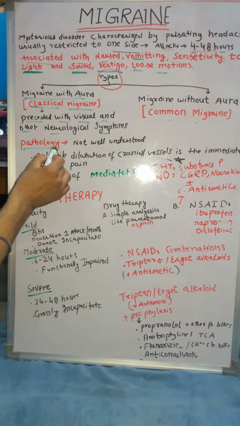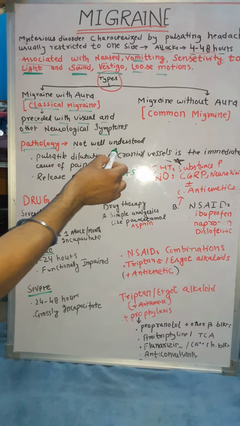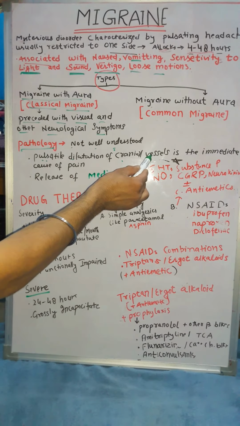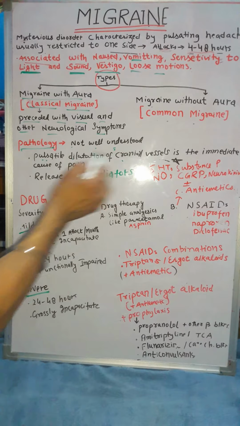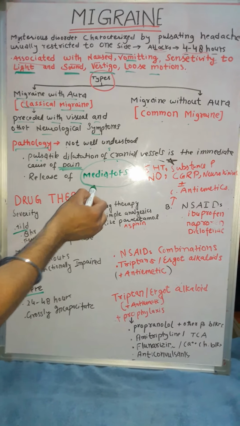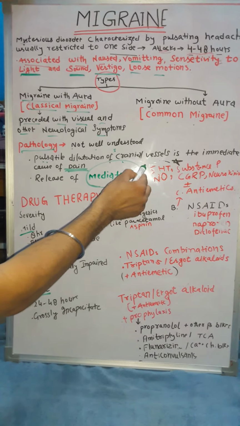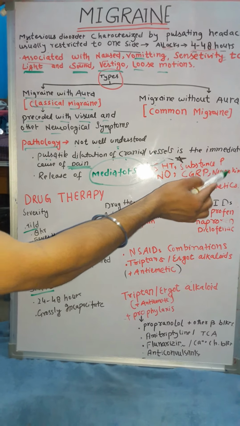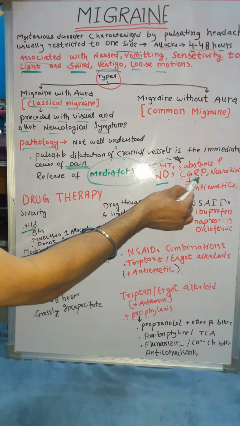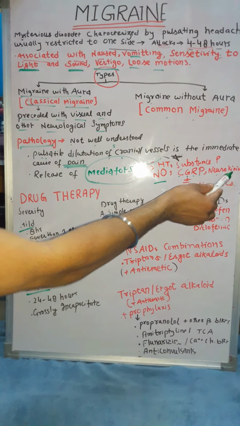Now come to the pathology. It is not well understood in case of migraine, but there is a pulsatile dilatation of the cranial vessels, which is the immediate cause of pain, and there is also release of mediators. The mediators being here serotonin 5-HT, substance P, nitric oxide, calcitonin gene related peptide, and neurokinins.